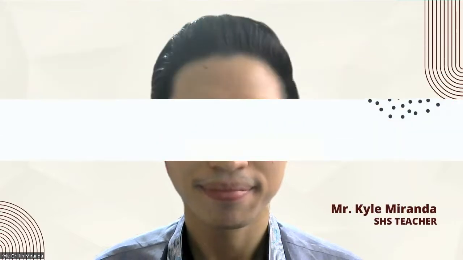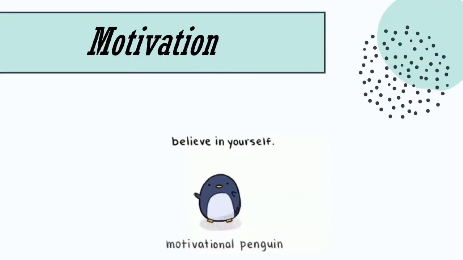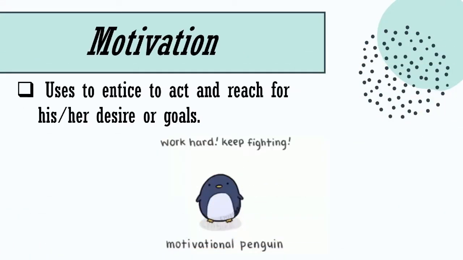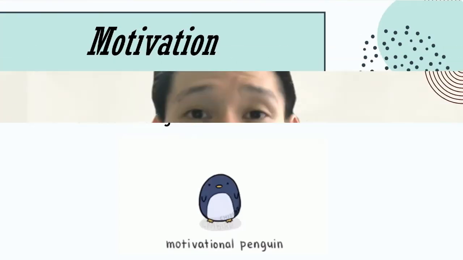The next function is motivation. Motivation is used to entice the act and reach for a certain goal. We use communication as a form to encourage others to finish and to reach a certain objective. It can be a negative motivation or a positive motivation.